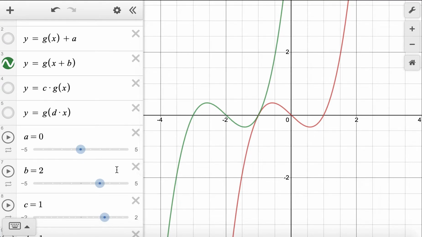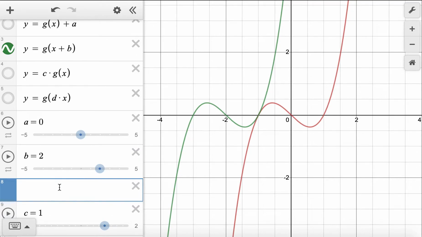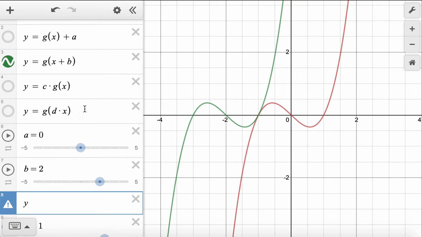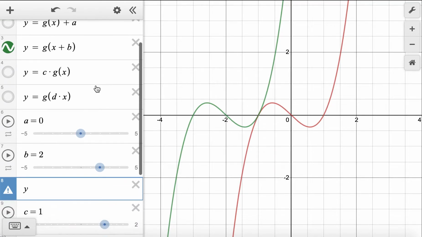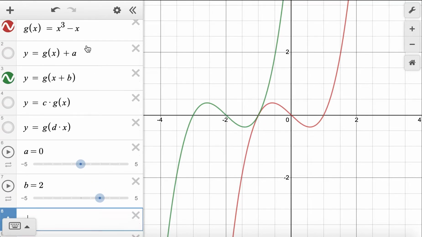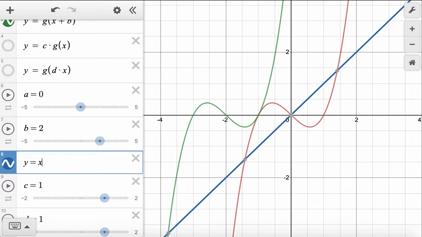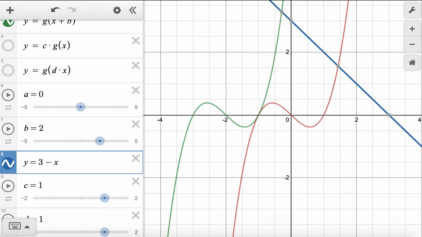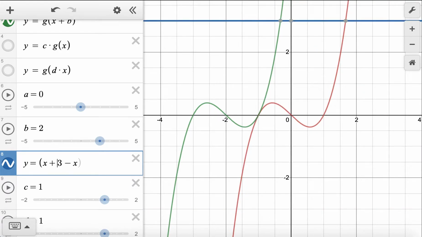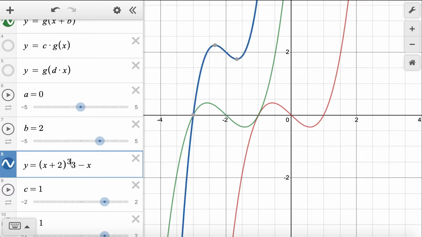Let's take a look at what this would actually entail to write it in the equation. So if I was going to write a y equals equation equivalent to this g of x plus 2, I would need to take this original equation, y equals x cubed minus x, and I would need to take every x and replace it with x plus 2.